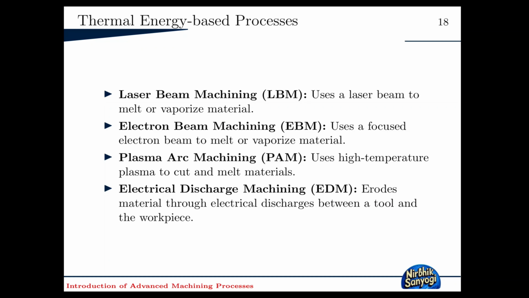Similarly, in case of plasma arc machining, it uses high temperature plasma to cut and melt materials. And in the electro discharge machining process, it erodes the material through the electrical discharges between a tool and the workpiece. Here in this process, the tool and workpiece are both submerged in a dielectric solution, and then material removal occurs.